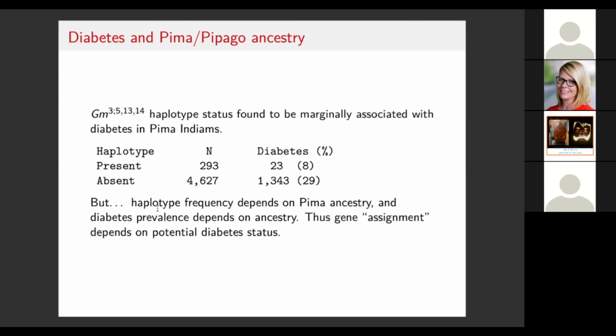But the wrinkle was this: haplotype frequency depended on Pima ancestry, and the diabetes prevalence also depended on the Pima Indian ancestry. So in this case, the gene assignment, whether or not you would get the disease, depended on potential diabetes status. So this is the source of confounding, and this is why if we look at it straight like this, we might not get an unbiased estimate of the effect of the haplotype, which appears to be protective here.